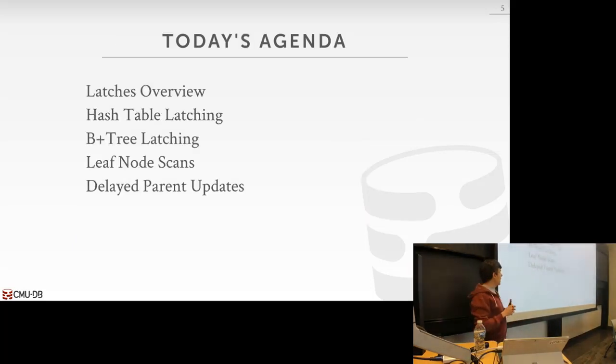We'll begin by talking about what a latch actually is, go into a bit more detail than we have so far, and how it's implemented. Then we'll start off with an easy case of thread-safe hash tables, using latches for those, because they're actually really simple to do. But then we'll spend most of our time talking about how to handle this in B+ trees, and we'll talk about how to do leaf node scans and other optimizations, again, when we have multiple threads accessing things at the same time.